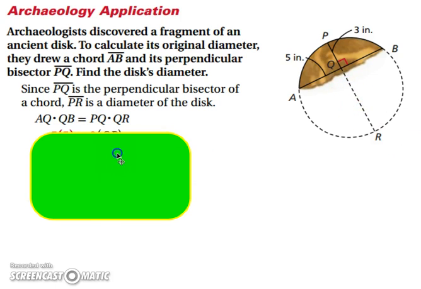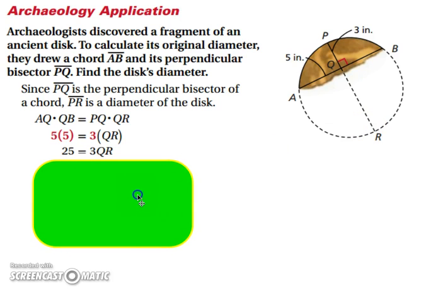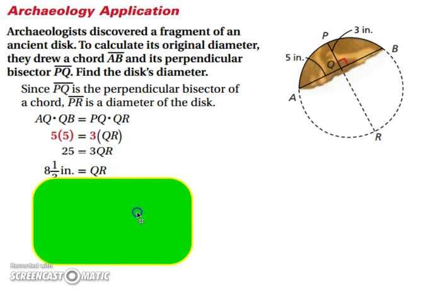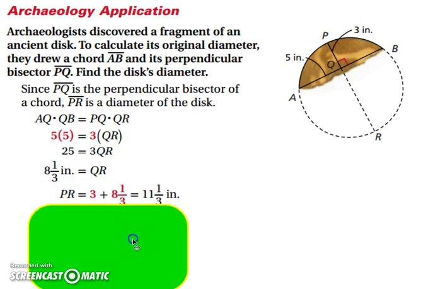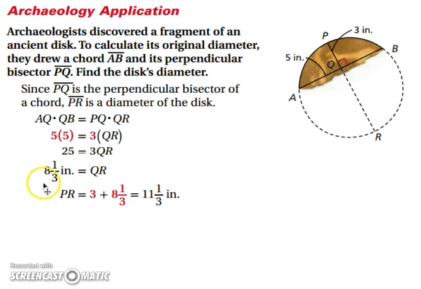So let's substitute our values in. So we have 5 times 5 equals 3 times the part that you do not know. So 5 times 5 is 25. Then we're going to divide both sides by 3. And when we do so, we end up with QR equals 8 1/3. So 3 plus 8 1/3 gives us 11 1/3 inches. So the diameter of our disk is 11 1/3.